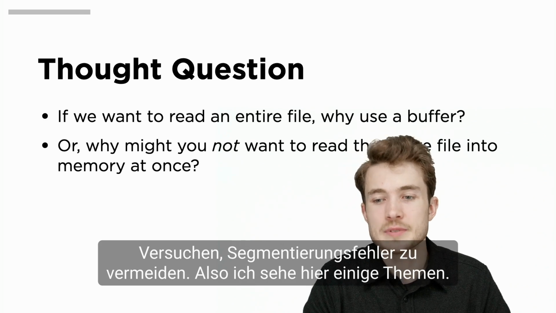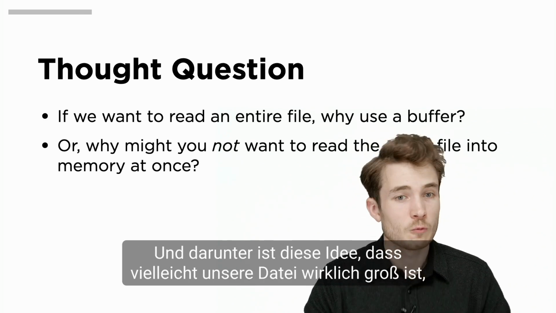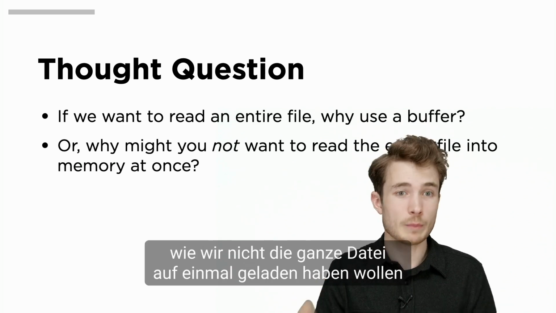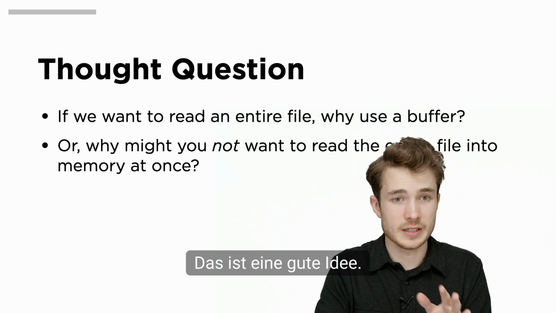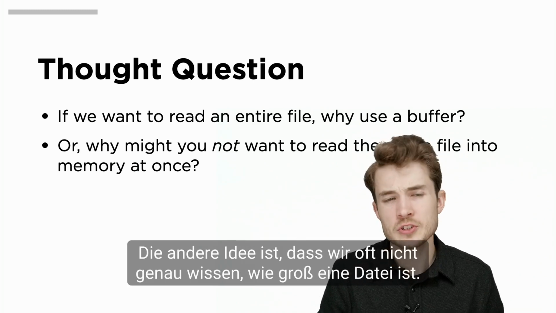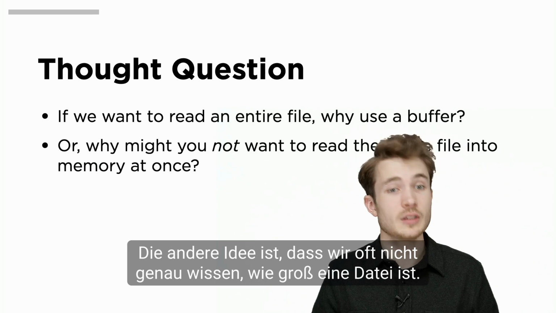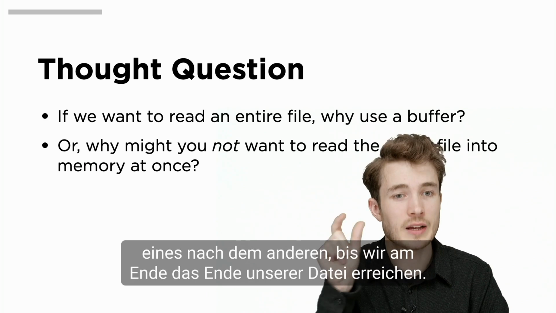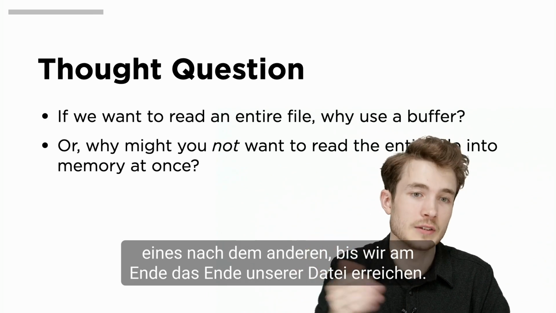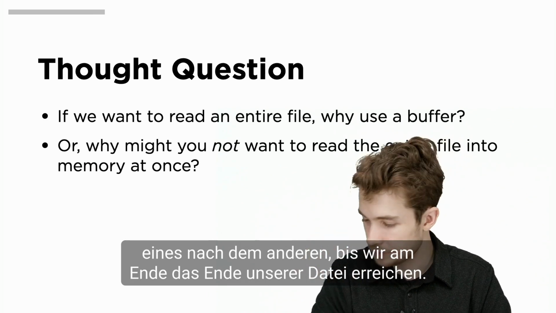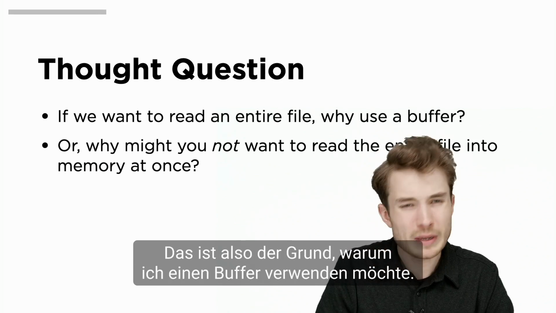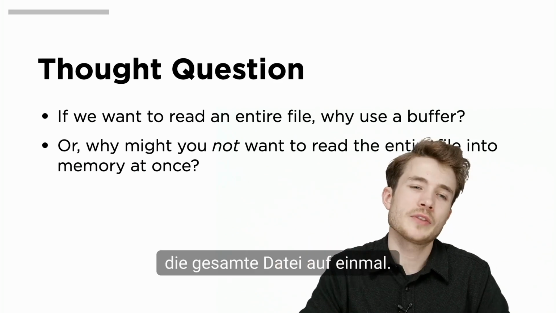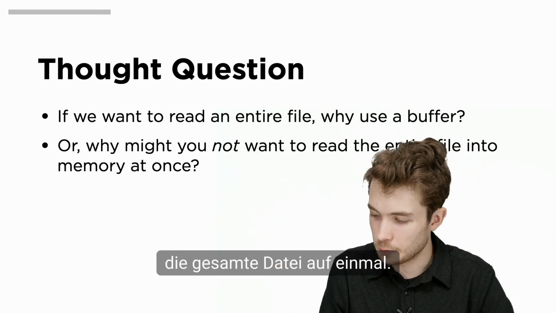So I'm seeing some themes here, and among them is this idea that maybe our file is really big. We don't want to have that entire file loaded up at once and put into memory. That's a good idea. The other idea is we often don't know exactly how big a file is. So the best we can do is look at small bits of it, one at a time, until we get to the end of our file at the end of the day. So that's why I might want to use a buffer. It allows us to look at some particular pieces of our file and not the entire file all at once.